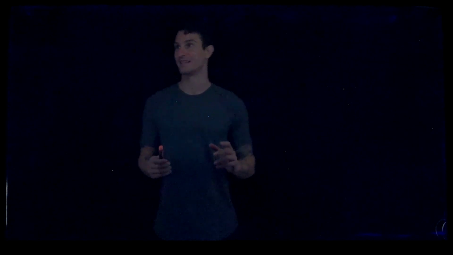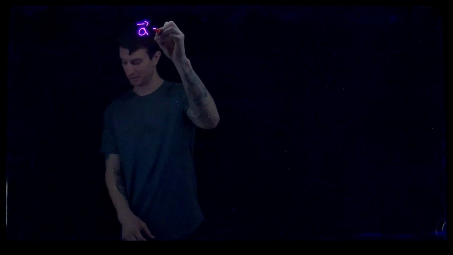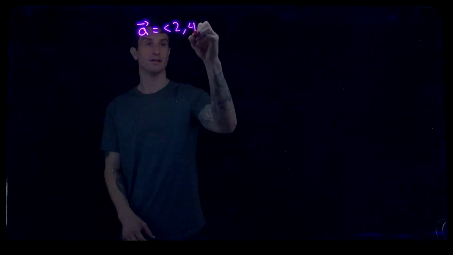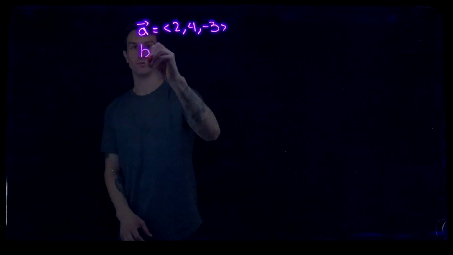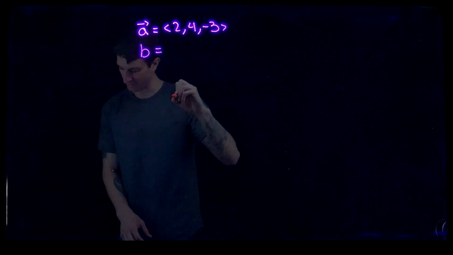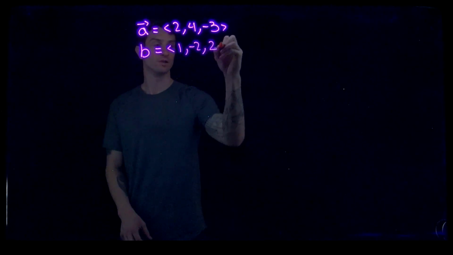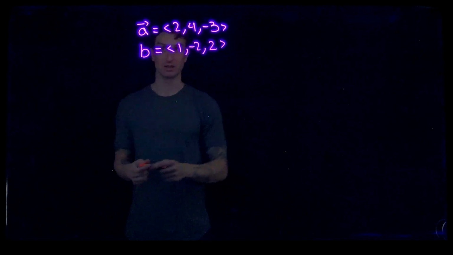Let's jump into an example now, actually using some numbers with the cross product. So I'm going to give us two vectors here. Let's go ahead and write these down. We have A. We're going to say A is equal to 2, 4, and -3, and we will say B will be equal to 1, -2, and 2. Awesome. Now again, I have over here the equations for a 3 by 3 and a 2 by 2 because we need both.